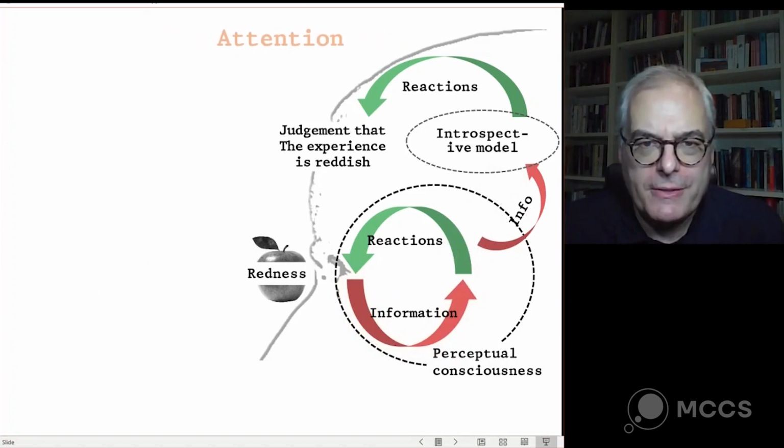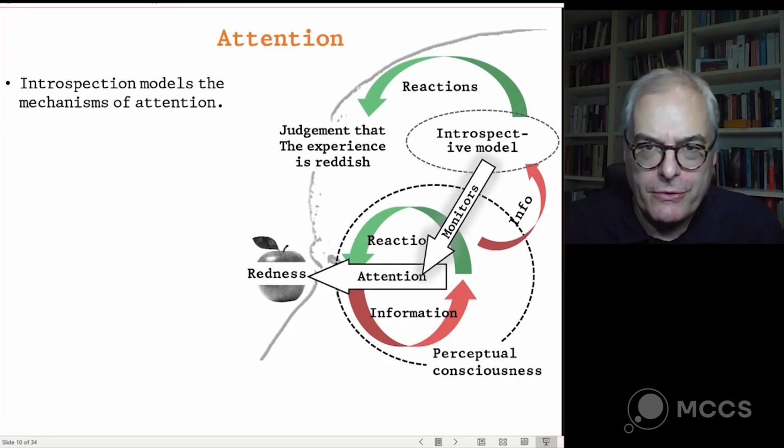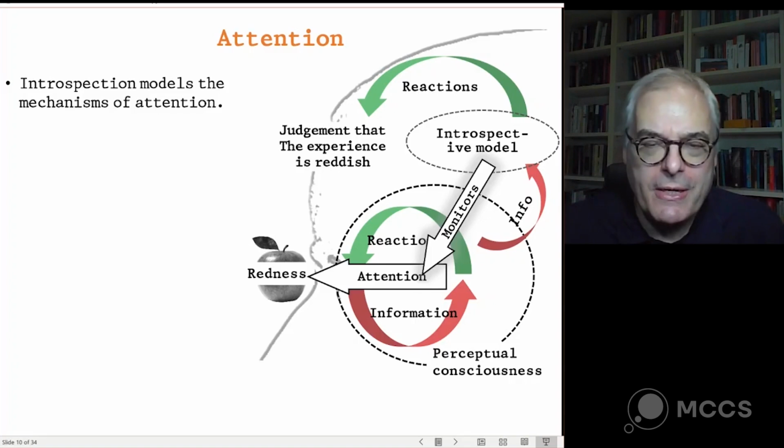Now here's another option, attention. Here the idea is that what introspection is modelling is not so much the sensory processing itself as the control of the direction of that sensory processing. What it is focused on. That is to say, it's monitoring the mechanisms of attention, which direct our sensory systems to items of interest in the scene before us.